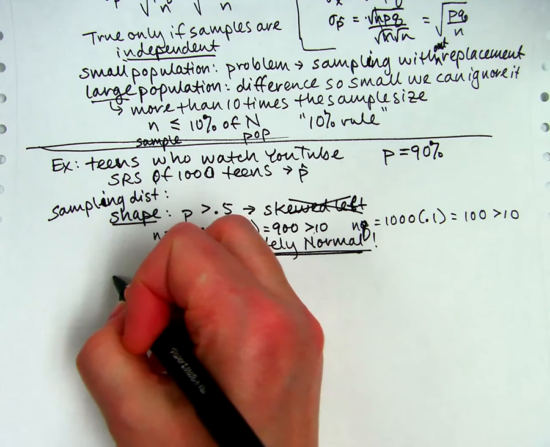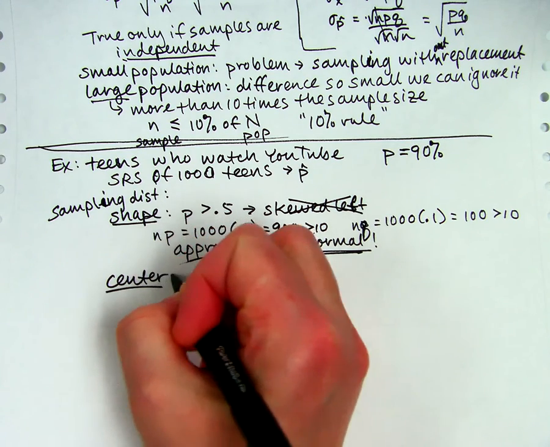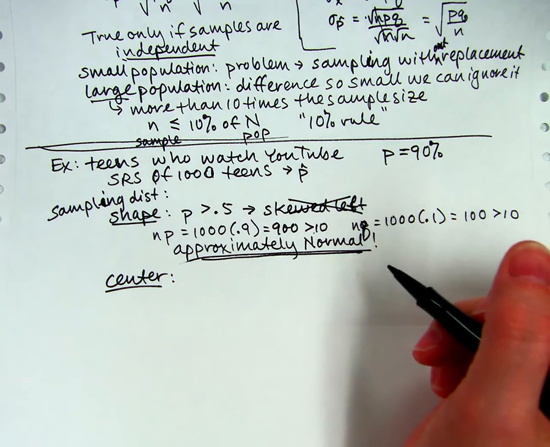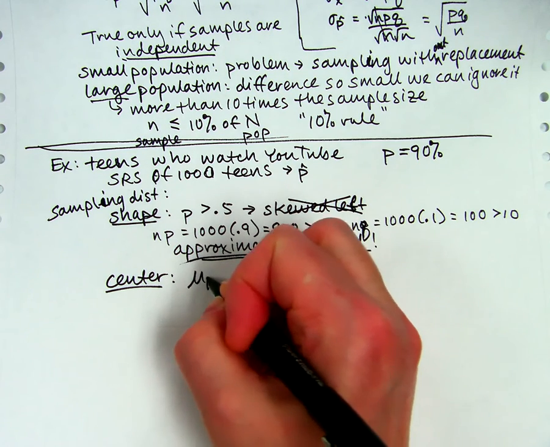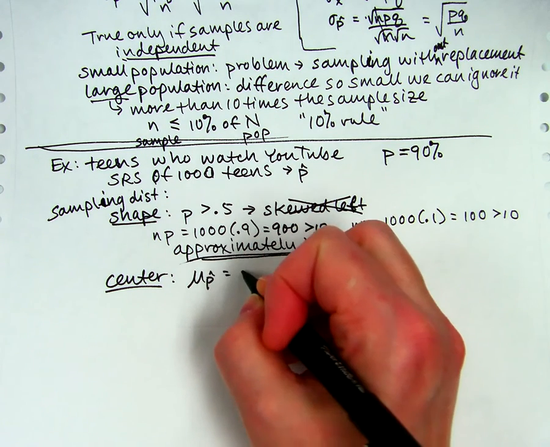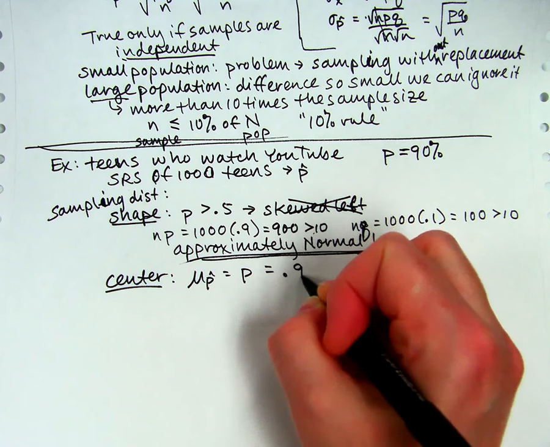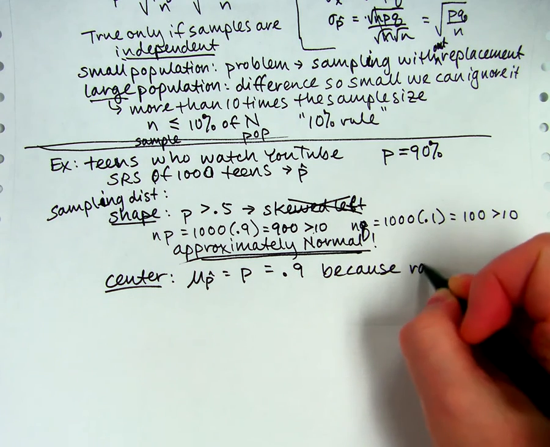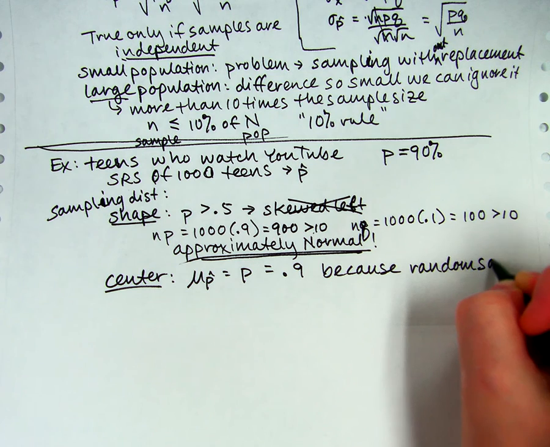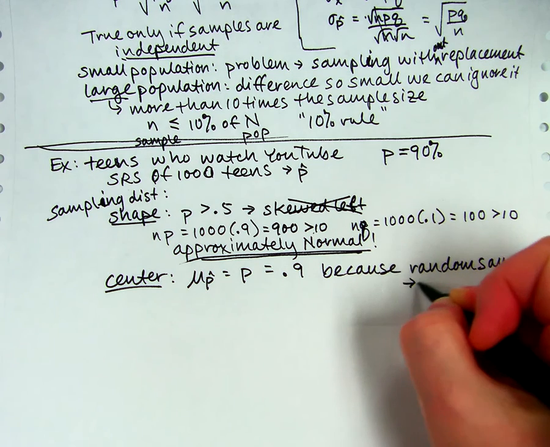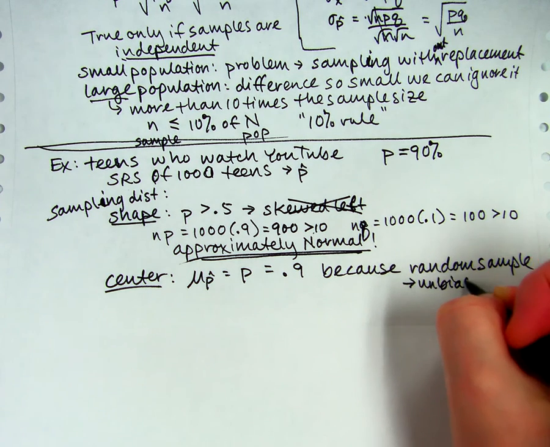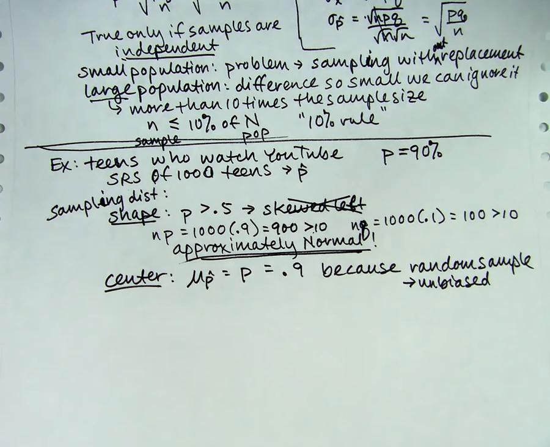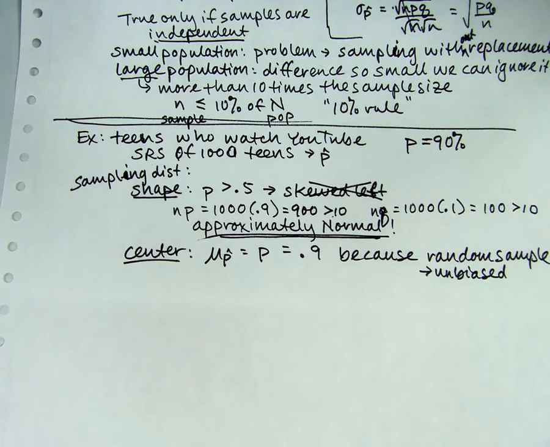All right, center. Is it random? It says it's an SRS. Because it's random, that means I can assume it's unbiased. That means that the mean of all the p hats is the same as the mean of the population, which is 0.9. Because it's a random sample, which makes it unbiased. The official definition of unbiased is the mean of the sampling distribution is the same as the parameter. So because it's centered at the parameter, that's unbiased.